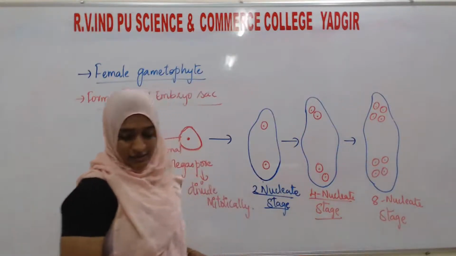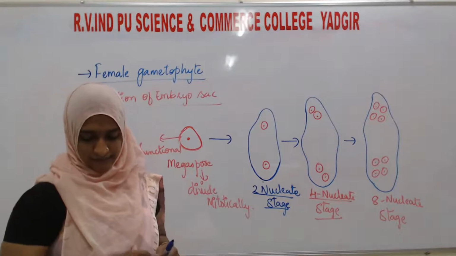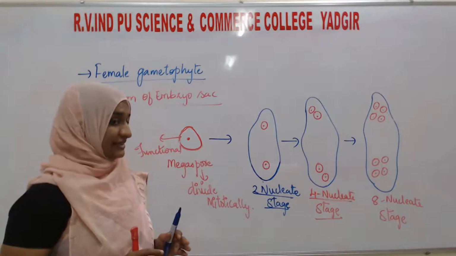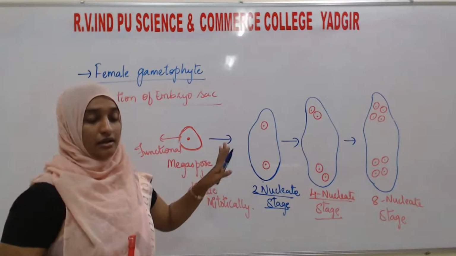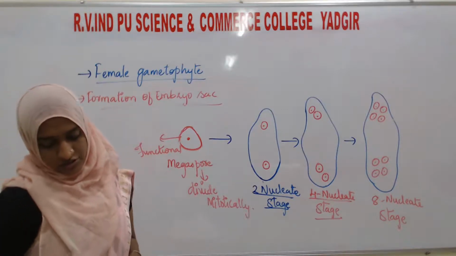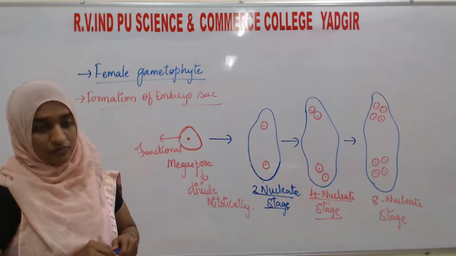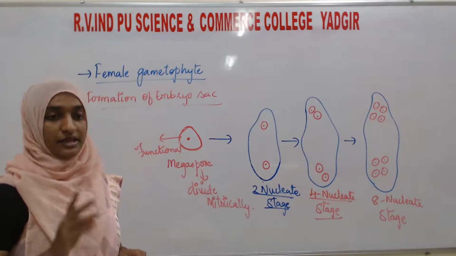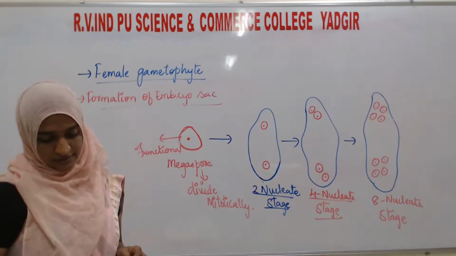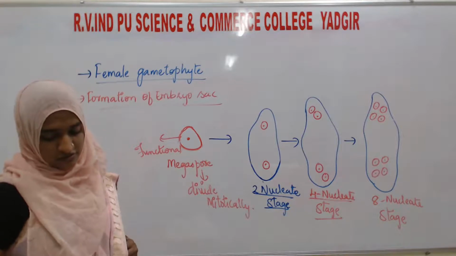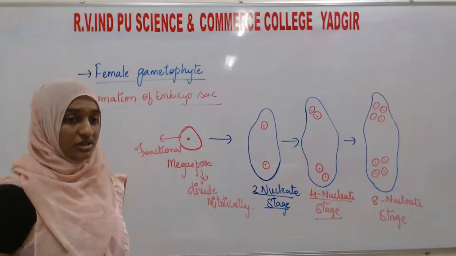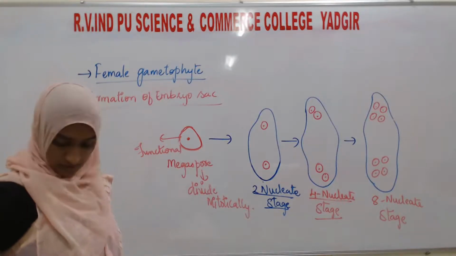This is known as the 8 nucleate stage of the embryo sac. How many nuclei can you see over here? 8 nuclei. Strictly, there is only nuclear division and no cell wall formation. That's why only the nucleus divides, not the cell. Here 6 of the 8 nuclei are surrounded by cell walls and organized into cells. How? I will show you here.